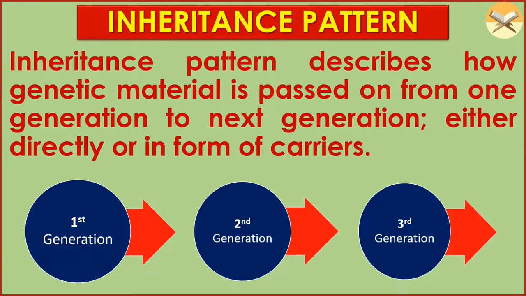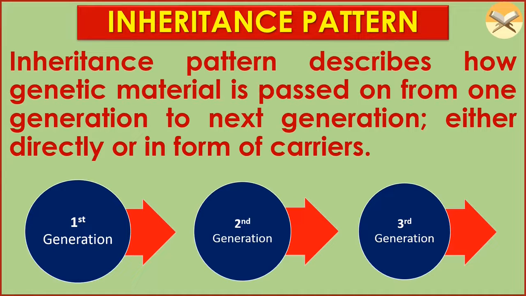Inheritance pattern describes how the genetic information is transmitted from one generation to the next generation. There are two types of inheritance pattern. One is direct transmission and the other is indirect transmission. Direct transmission is the transmission from one generation to the other generation, from the first generation to the second generation.